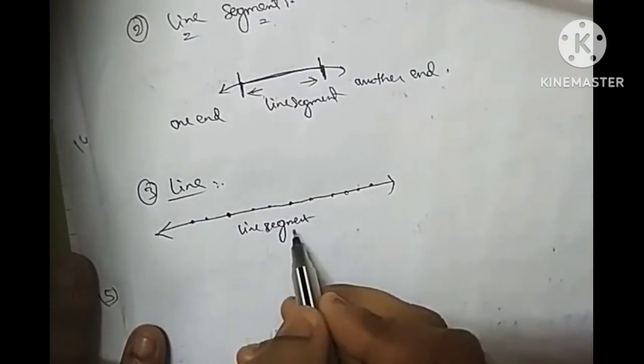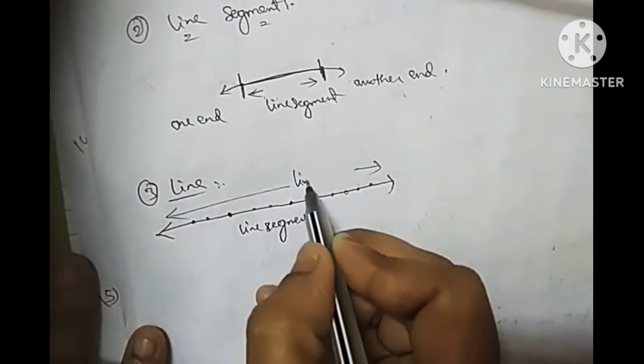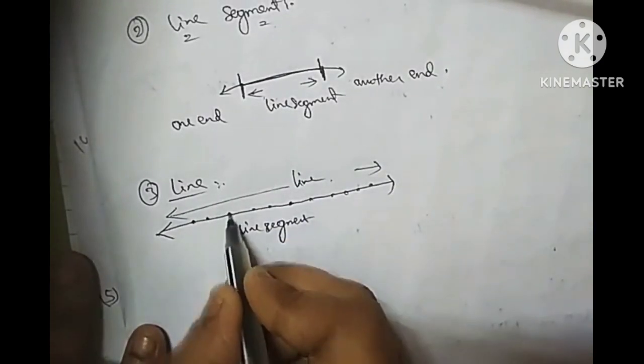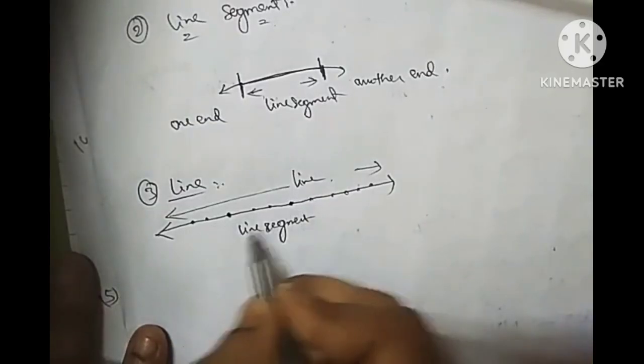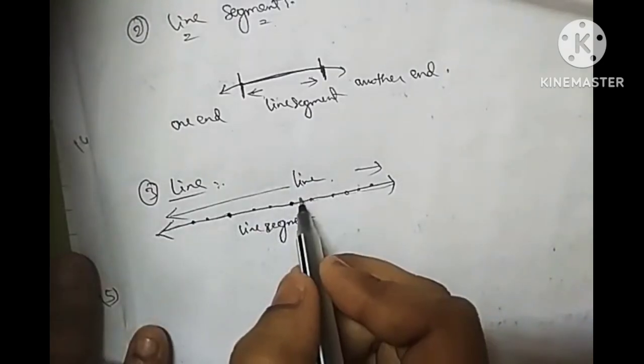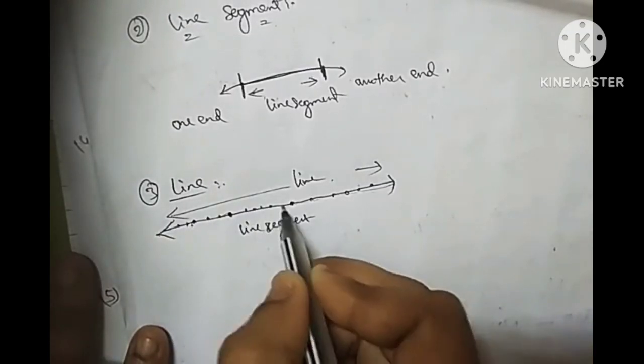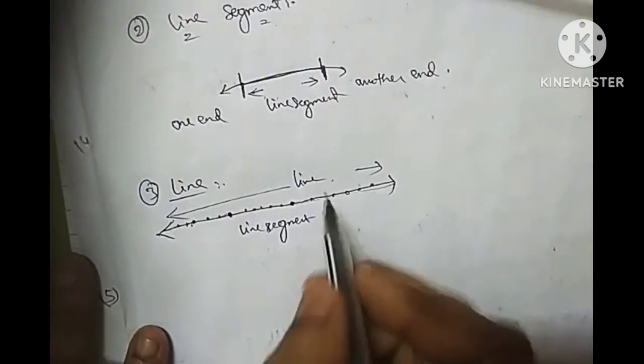So what will it become? It will become a line when we extend from both ends of a line segment up to infinity. And on a line, how many points will be there? Infinite points will be there, because there is no ending point, no first end and no second end like in a line segment. That's why we can extend it up to infinity, and that's why there are infinite points on a line.